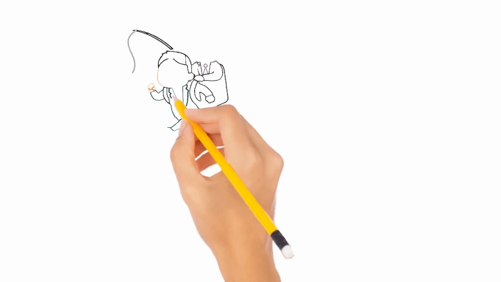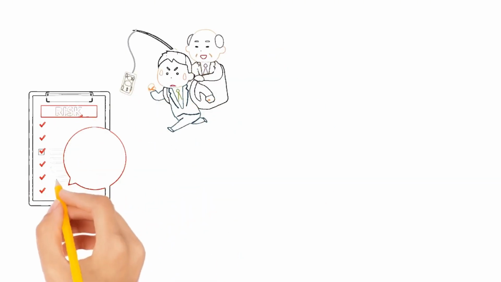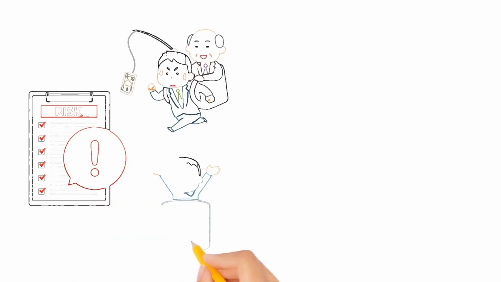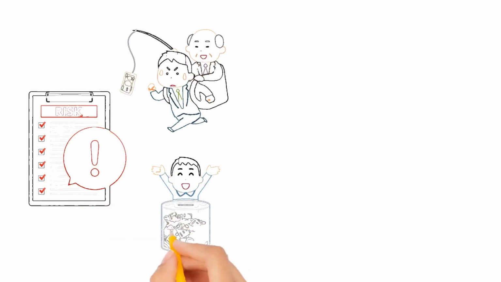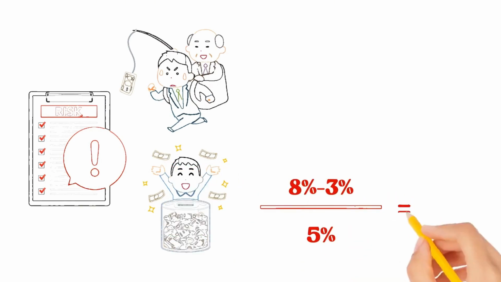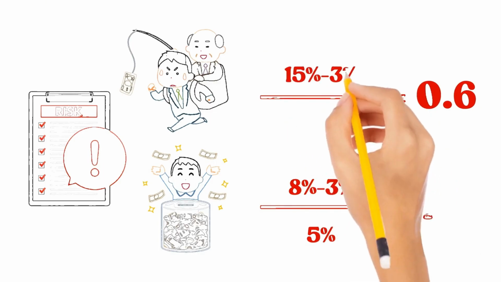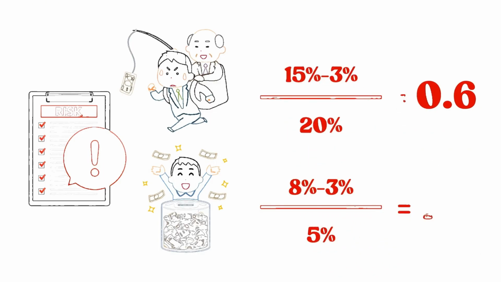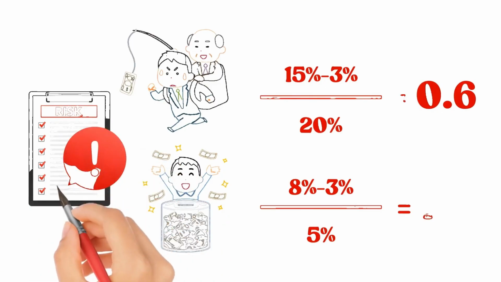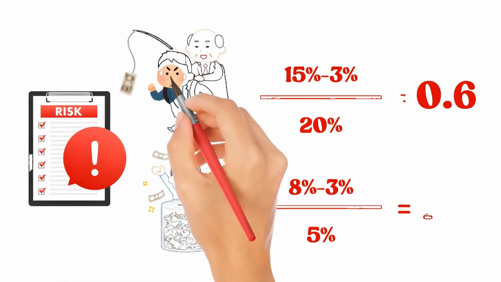The Sharpe ratio tells you how much return you receive for each unit of risk taken. The higher the number, the better the risk-return trade-off. Let's look at an example. Investor A and Investor B each invest $10,000. Investor A's fund gains 15% in a year with a volatility of 20%. His Sharpe ratio is 15% minus 3% all over 20% equals 0.6.